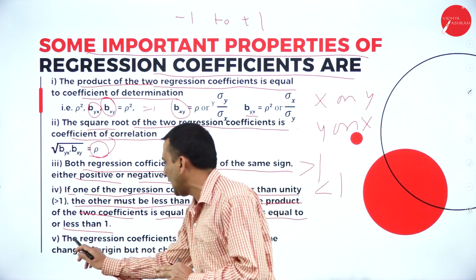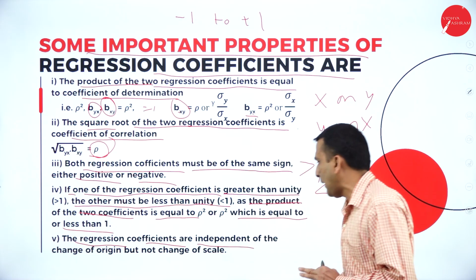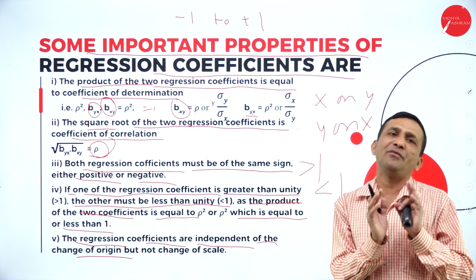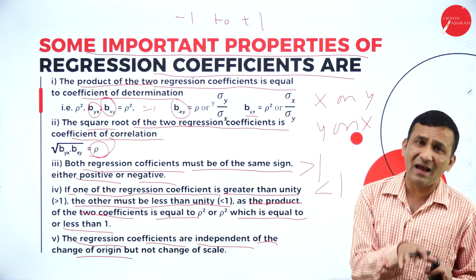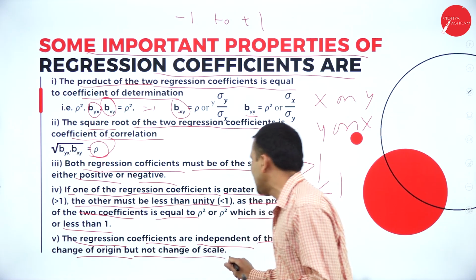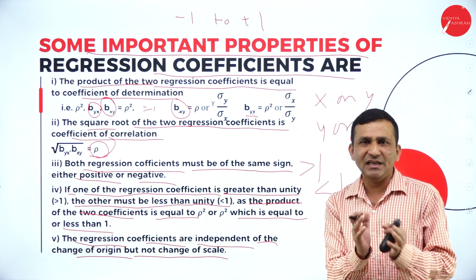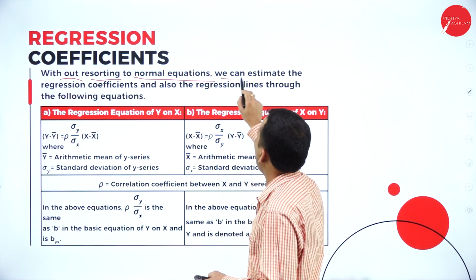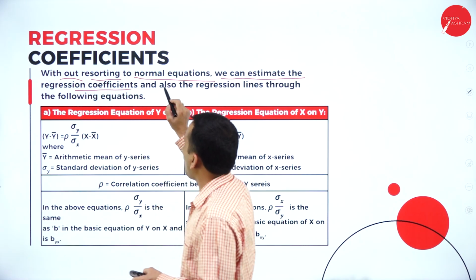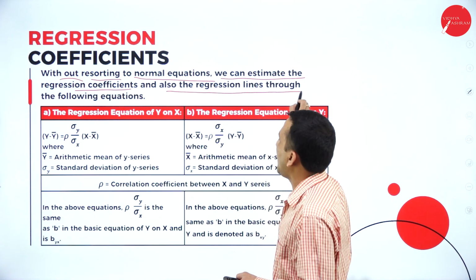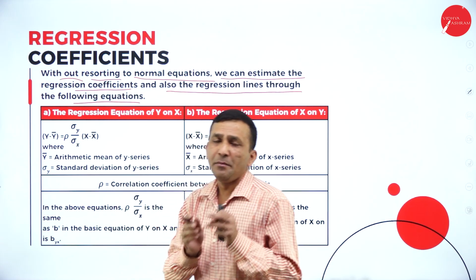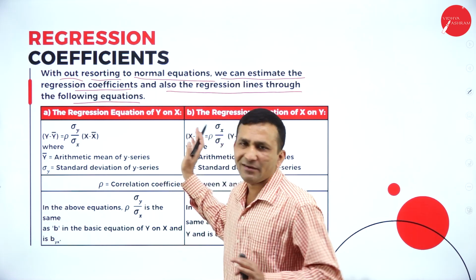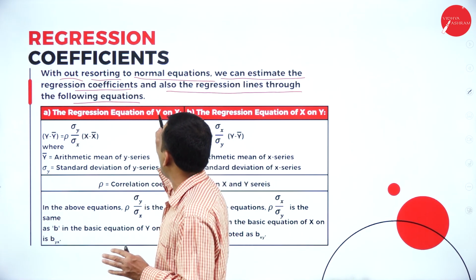The last property: the regression coefficients are independent of change of origin, but not of change of scale. Without resorting to the normal equations, we can estimate the regression coefficients and also the regression line through the following equations, because we know x on y and y on x are specified separately. Here is the regression equation of y on x.